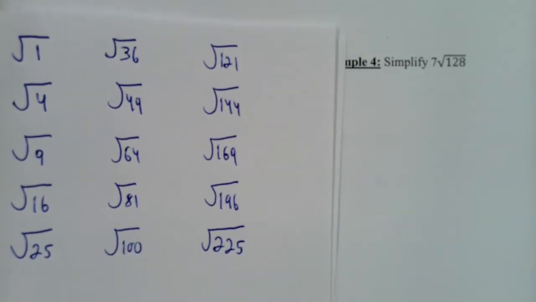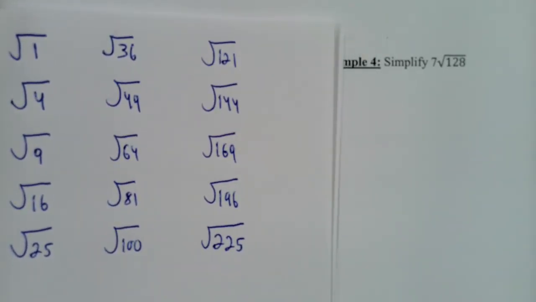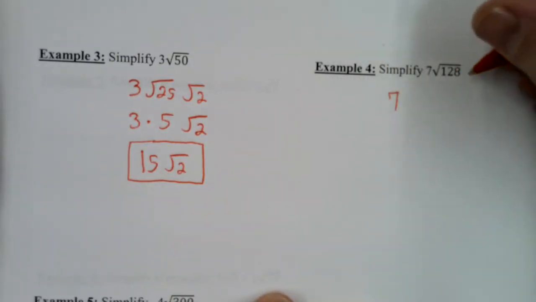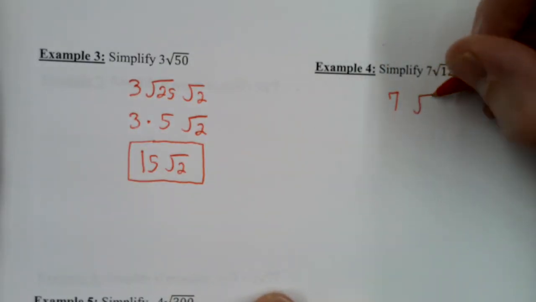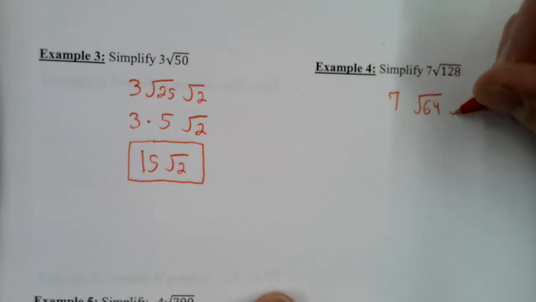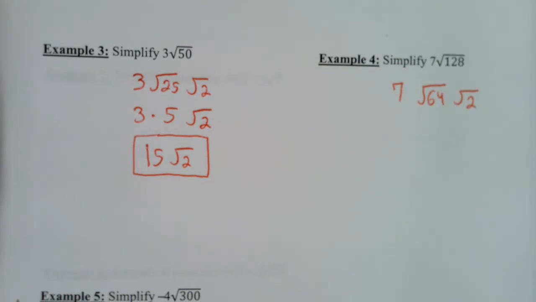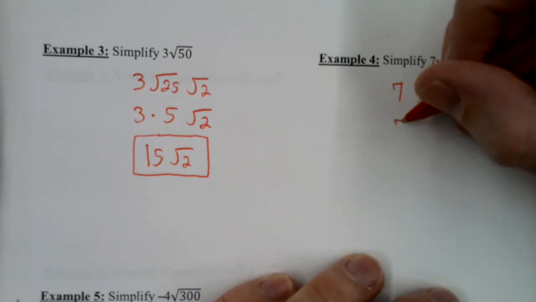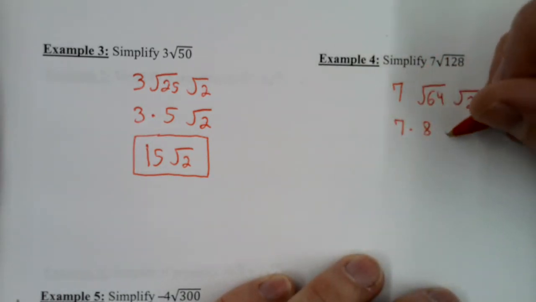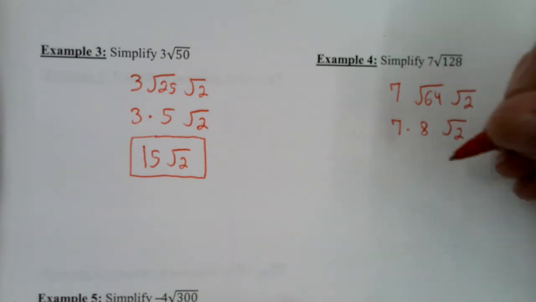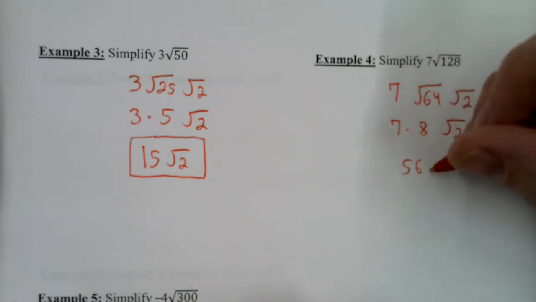Simplify 7 times square root of 128. The biggest number from this list that's going to be a factor of 128 is going to be 64. So I'm going to leave the 7, and I'll rewrite 128 as square root of 64 times square root of 2. And the square root of 64 is 8. So this is 7 times 8 times the square root of 2. And then you're going to make 7 times 8, 56, square root of 2.